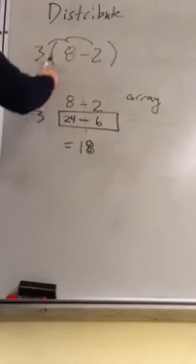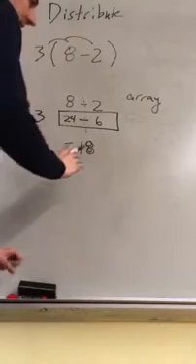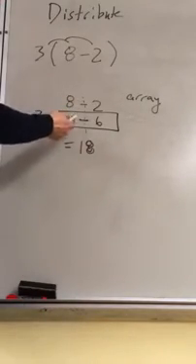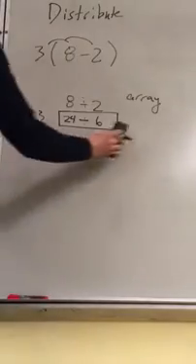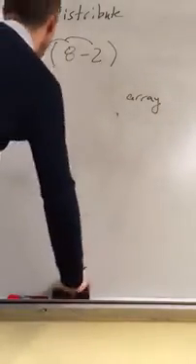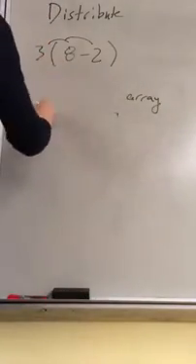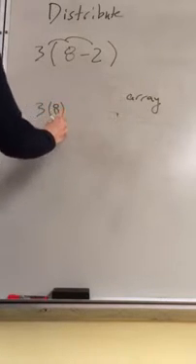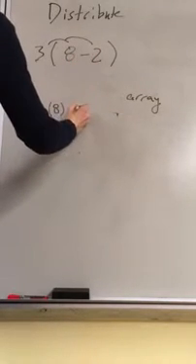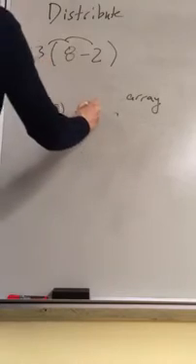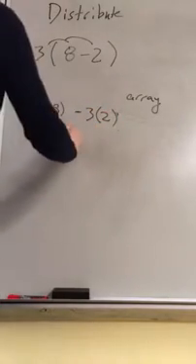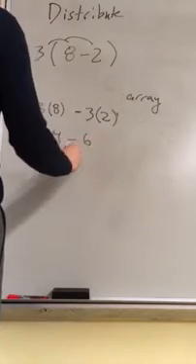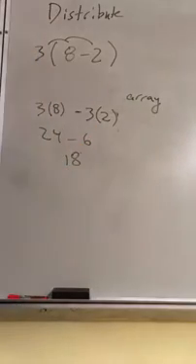So that shows us how to multiply by distributing. Now, another way to write this is like this. Most people like the array better, but another way to write it is like this. This is 3 times 8 minus 3 times 2. This is 24 minus 6. This is 18.